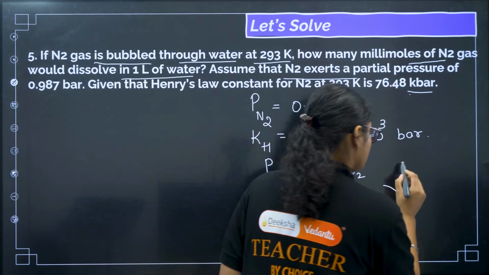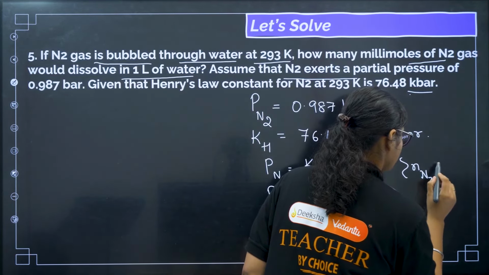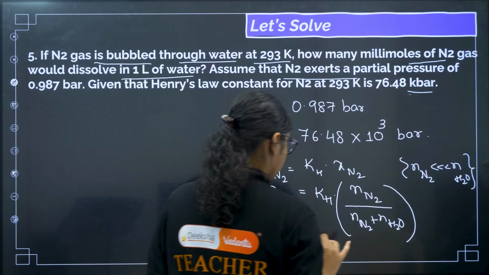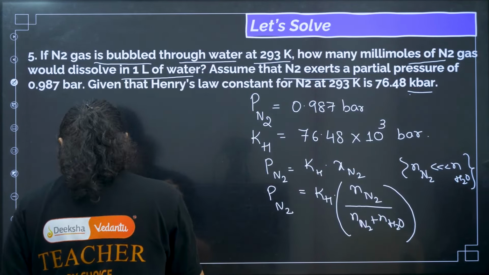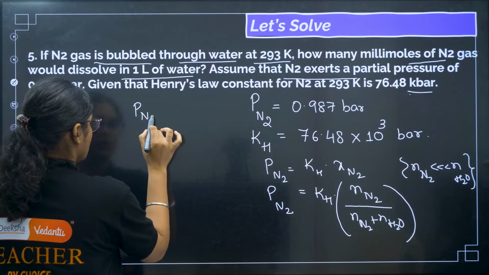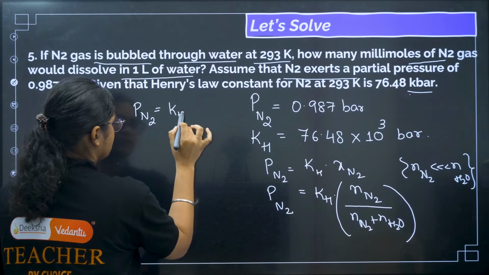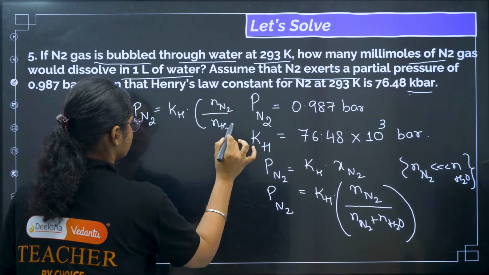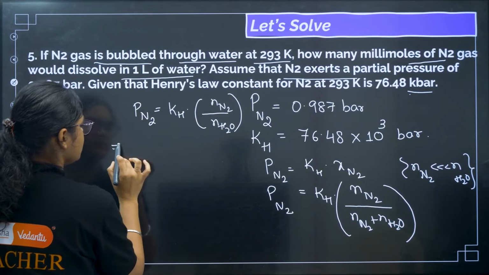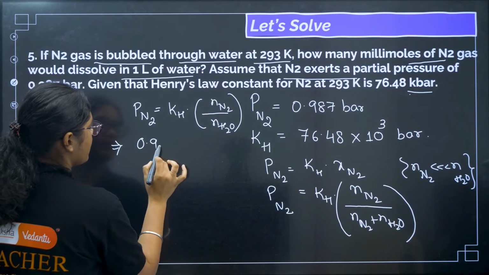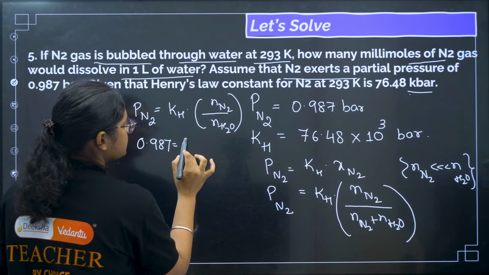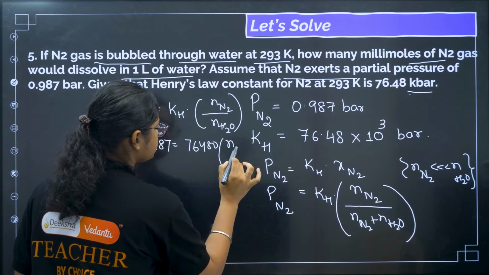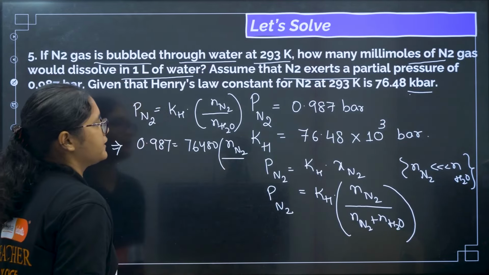Okay, so I am writing here that the number of moles of nitrogen is very less than the number of moles of water. So I can eliminate that. What I'll get here is P of N2 is equal to KH into n of N2 by n of water. Now let us substitute the values here. Pressure of N2 is given to you, 0.987 bar, KH is 76480. n of N2 I need to calculate, and water.